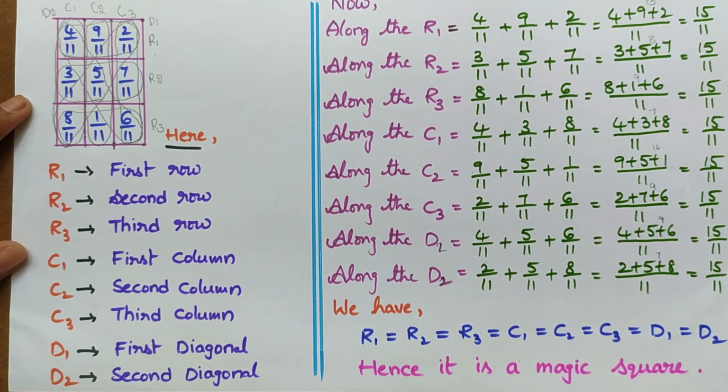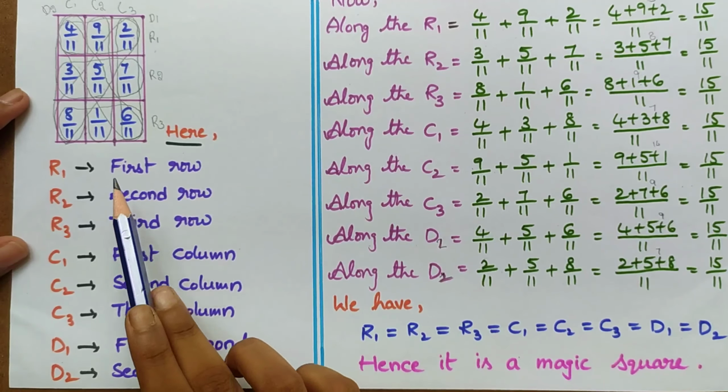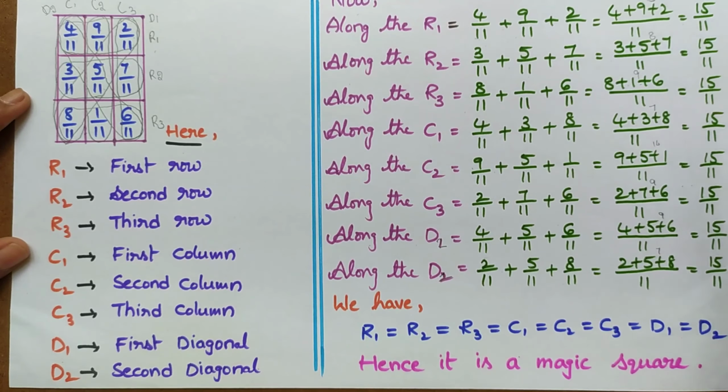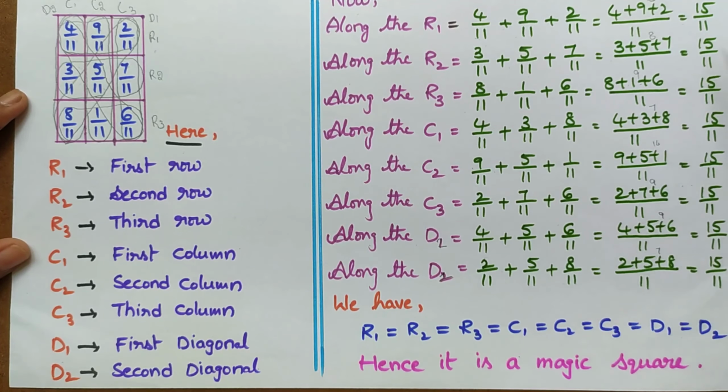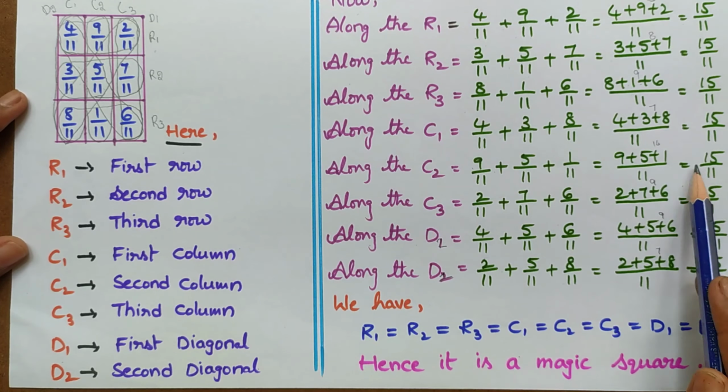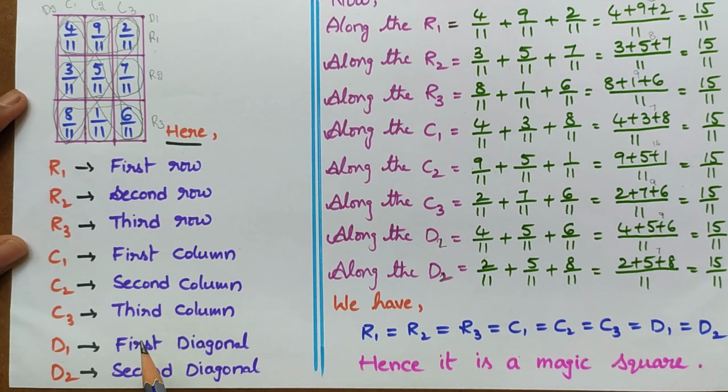So R1, that is the first row, is equal to 15 by 11, and R2, the second row, is equal to 15 by 11, and R3, the third row, is equal to 15 by 11, and C1, the first column, is 15 by 11, and C2, the second column, is 15 by 11, and C3, the third column, is 15 by 11, and D1, the first diagonal, is equal to 15 by 11, and the second diagonal D2 is equal to 15 by 11.